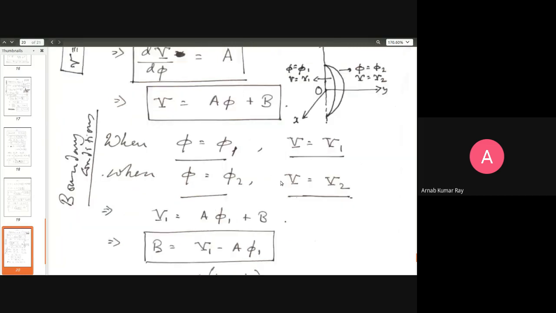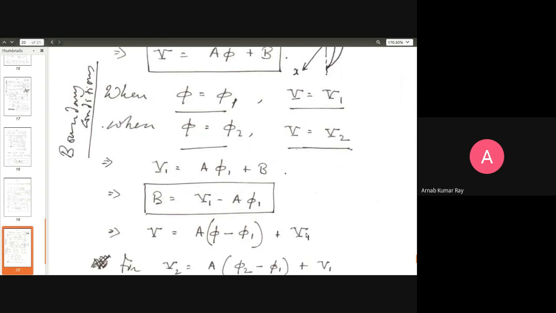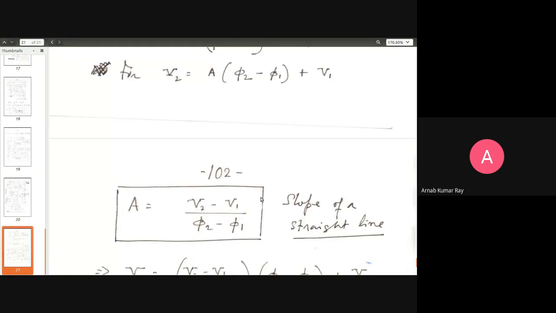As soon as you are given these two boundary conditions, you put them in. So V is equal to V1 when phi is equal to phi 1: a phi 1 plus b is equal to V1. Therefore, b is equal to V1 minus a phi 1. So put the value of b in this general equation. V is equal to a phi minus a phi 1 plus V1. When V is equal to V2, phi is equal to phi 2, and all the other things remain. And so a is equal to V2 minus V1 by phi 2 minus phi 1, which is actually the slope of a straight line.